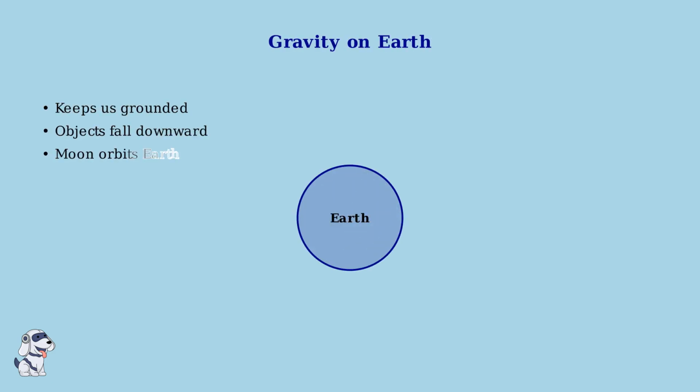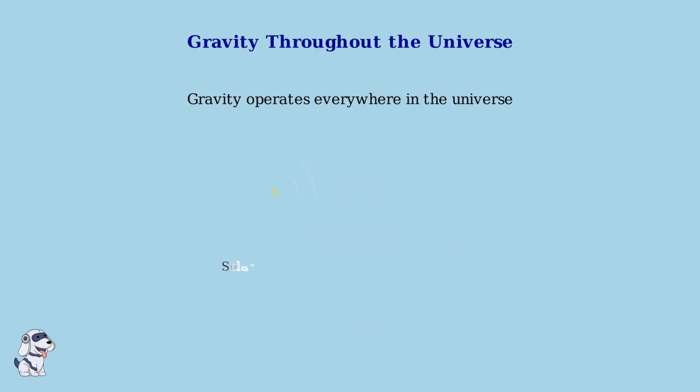On Earth, gravity is what keeps us grounded and causes objects to fall toward the ground. It also governs the orbit of the moon and artificial satellites around our planet. Gravity is not just an Earth phenomenon. It operates throughout the entire universe, holding planets in orbit around stars and keeping galaxies together across vast distances of space. Newton's law of universal gravitation describes this force mathematically.